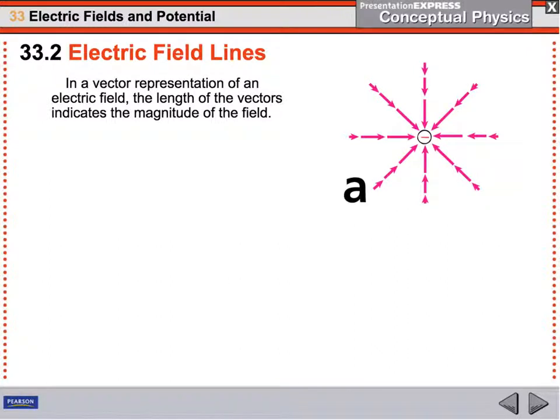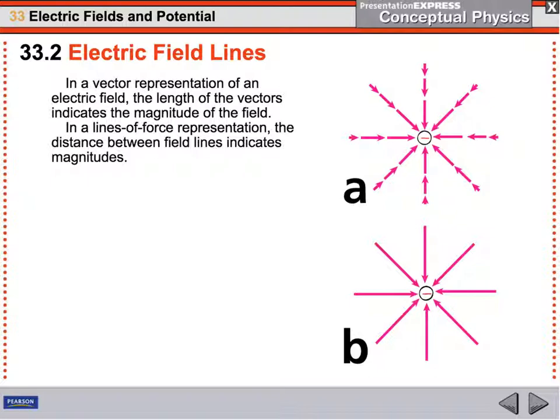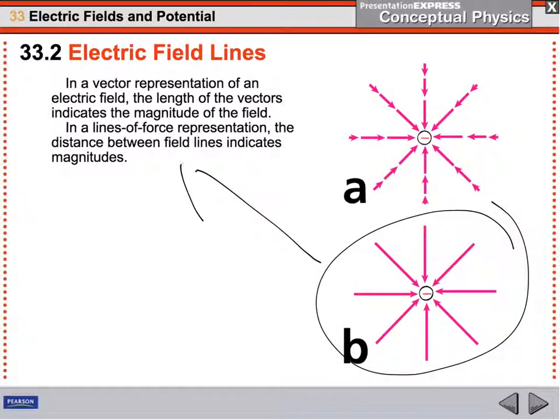So, in a vector representation of an electric field, the length of the vectors indicates the magnitude of the field. Since we said we use a positive test charge to check our fields, and we have a negative charge in the middle, they're all going to be attracted towards it. As you see, these are little lines, and the lines get longer the closer you get in. That means the field is weaker out here and stronger towards the center. In a lines of force representation, the distance between field lines indicates the magnitude. Here we're saying that it's all very strong as it goes around. This is the lines of force representation.